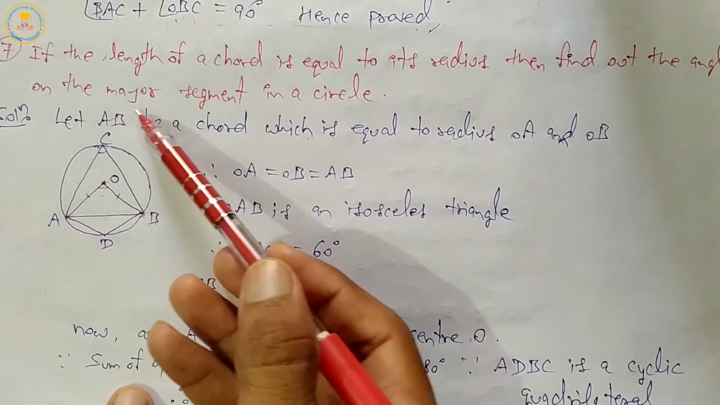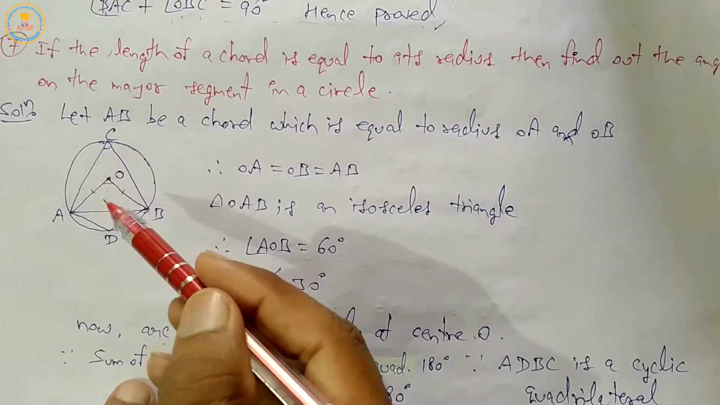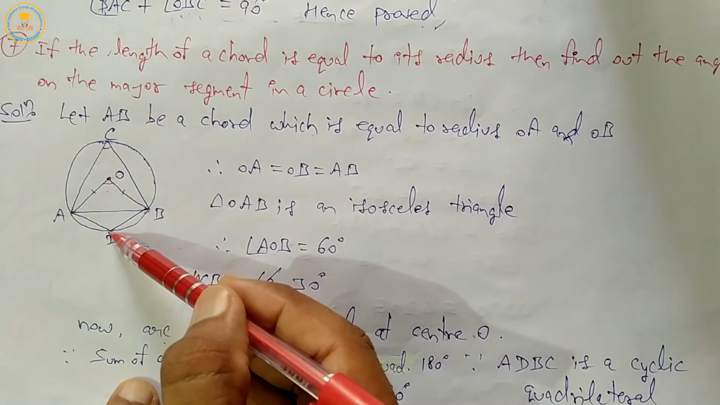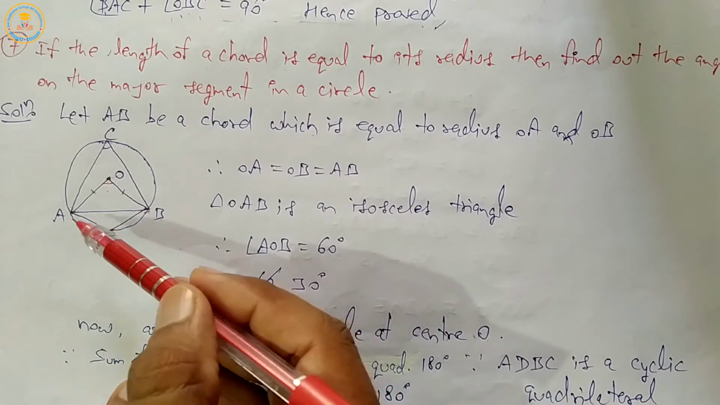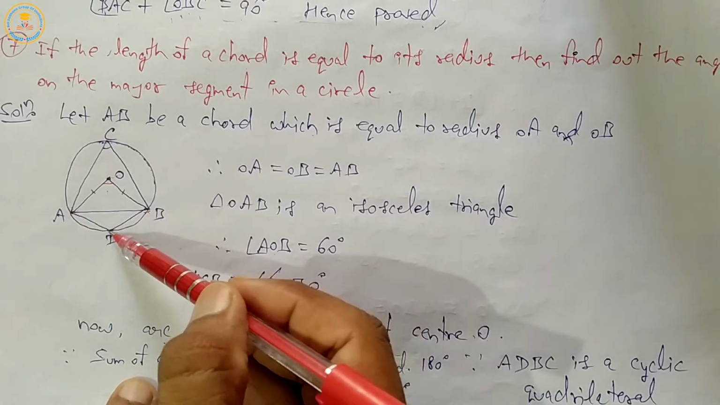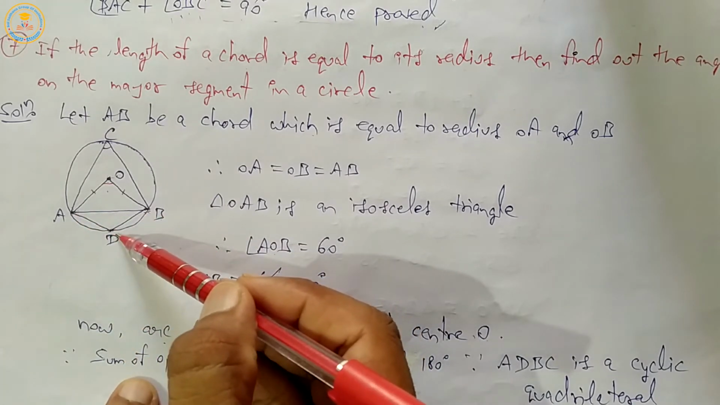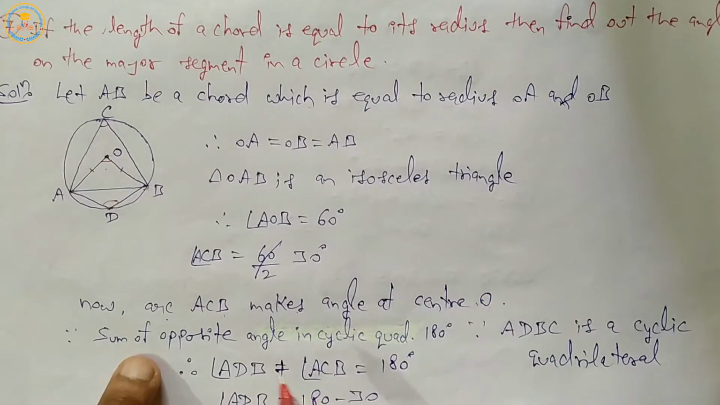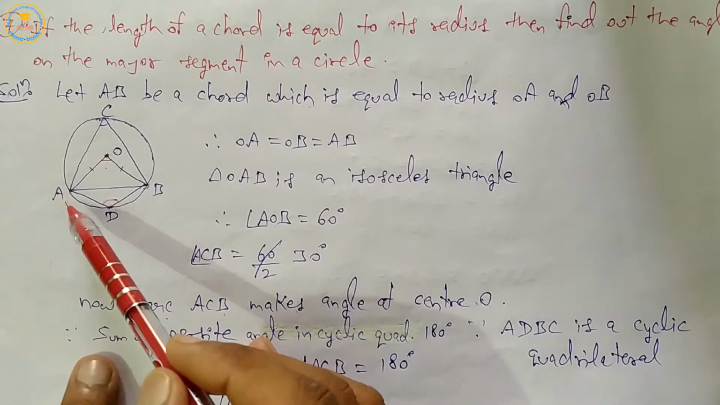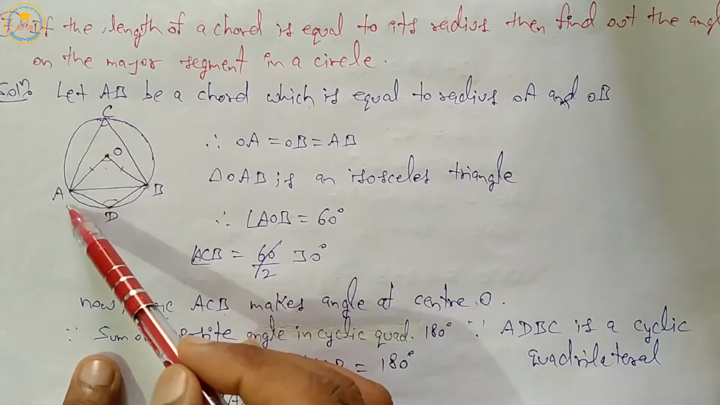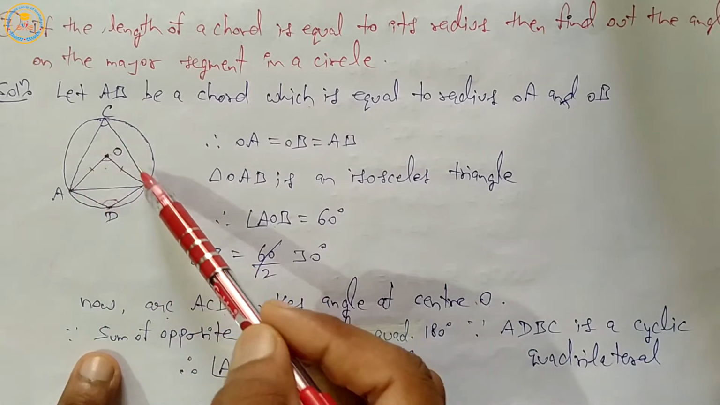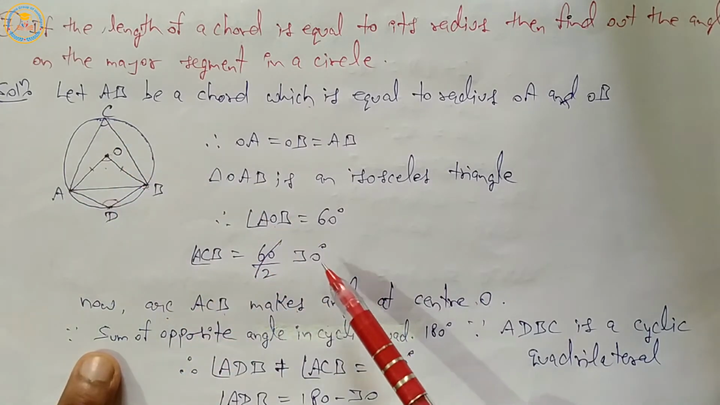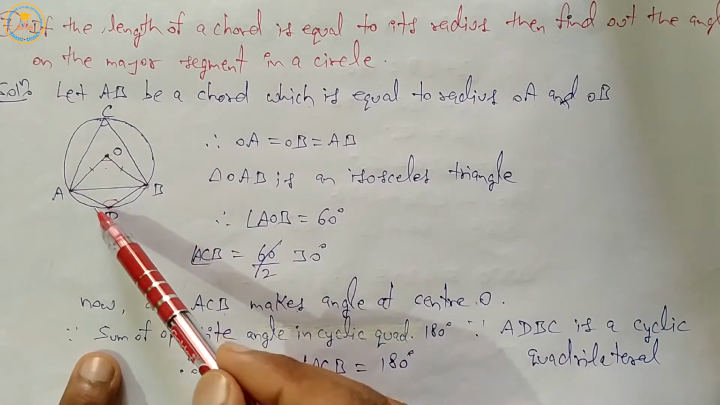Now we calculate for the major segment. Taking a point D on the circumference, join AD and BD. Therefore, we calculate angle ADB. ADBC is a quadrilateral and it is a cyclic quadrilateral. Here the value of ACB is 30 degrees. We calculate the value of ADB.